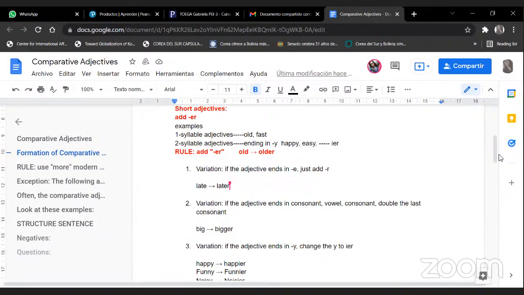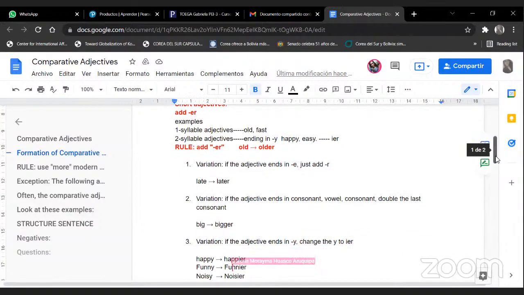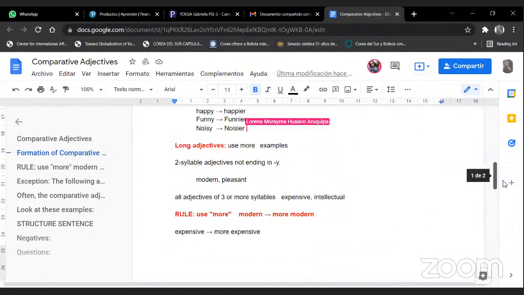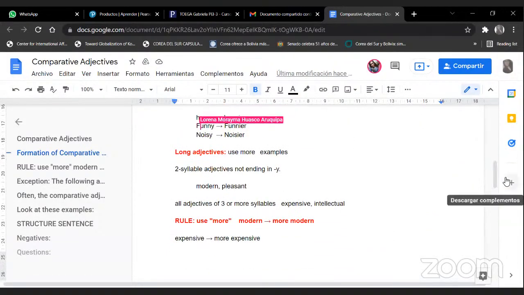Short adjective: big, bigger with ER, okay? Number 3, adjectives that end in Y. So we have to delete the Y and put IER: happier, funnier, and noisier, okay? Because all these adjectives finish in Y, okay? So what about after this?